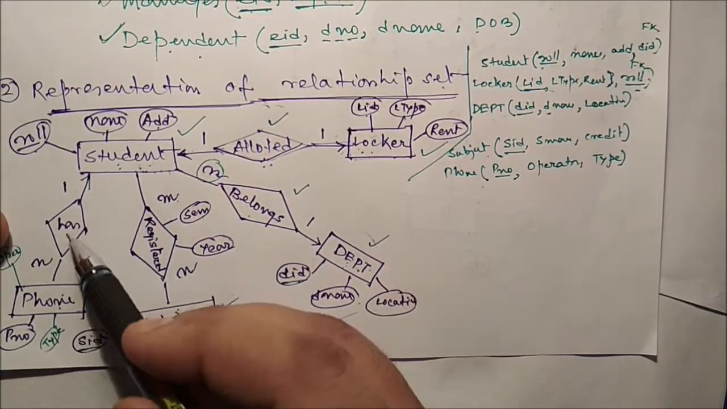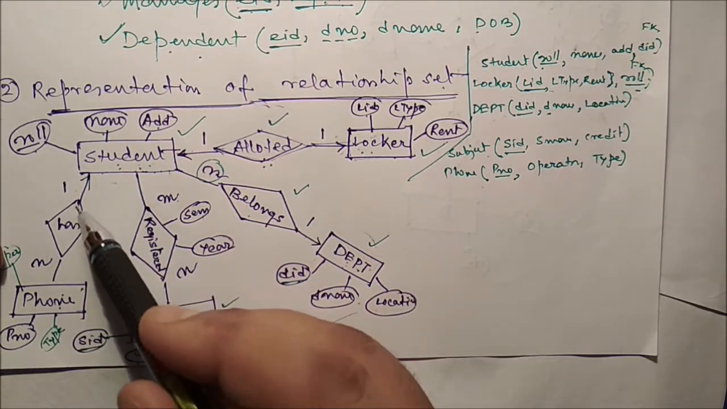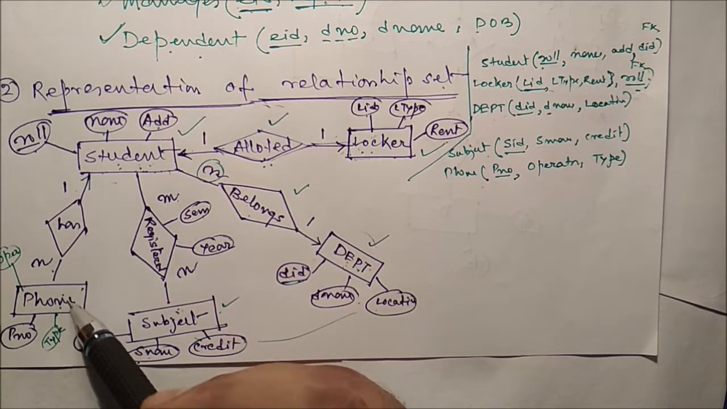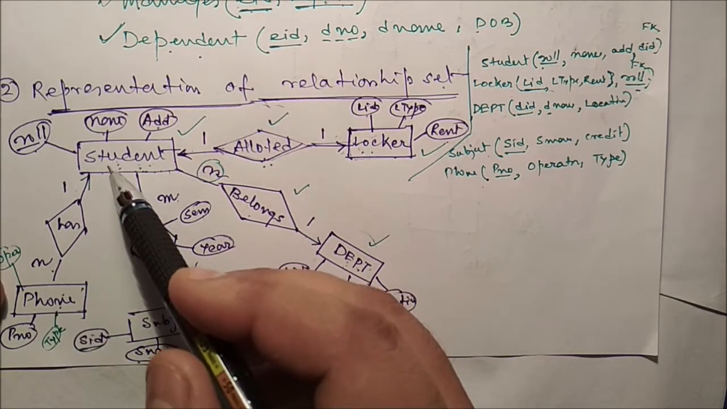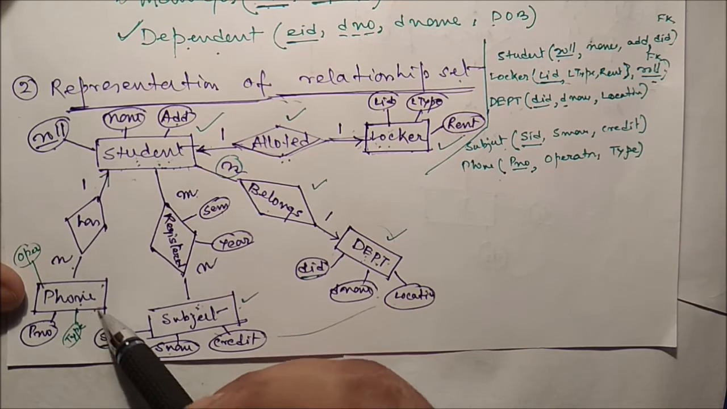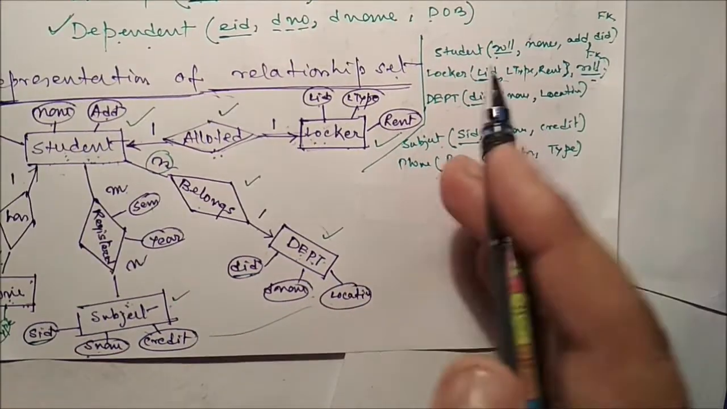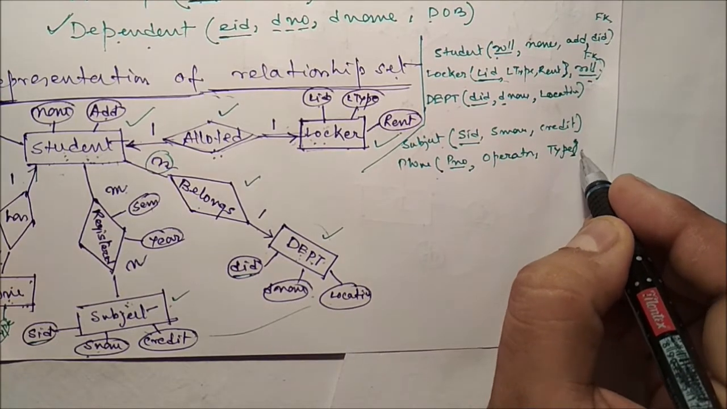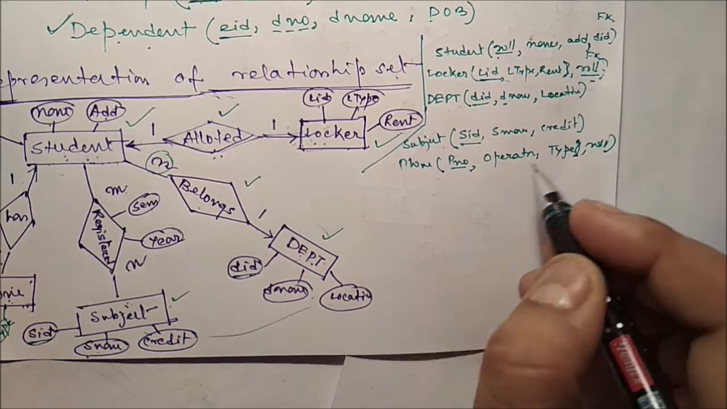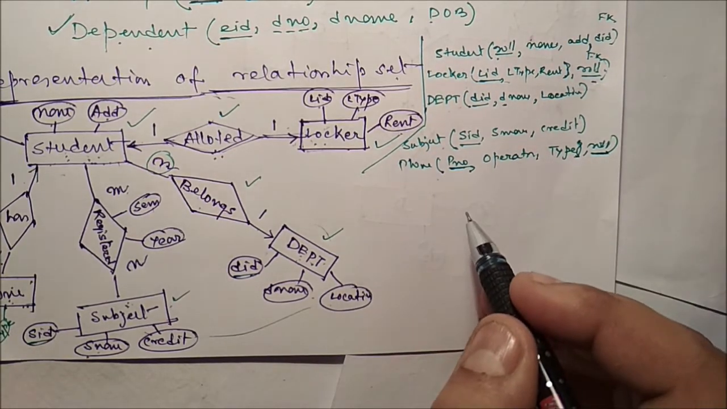Now you can see this one, student and phone number. In this particular case, on the n side you have to put the foreign key of the other side entity. So here you have to put the roll number as a foreign key, the primary key of the student. So with phone number, here you have to put the roll number as a foreign key, and together phone number and roll number we have to form the key.